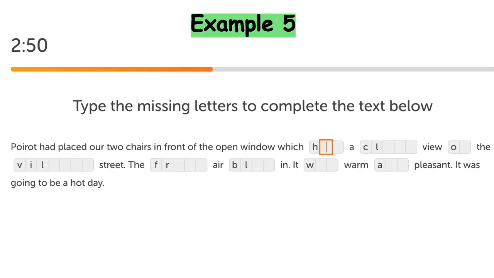Type the missing letters to complete the text below. Example 5. The first sentence is "Poirot had placed 2 chairs in front of the open window which dash a dash view dash the dash street." The last sentence, "it was going to be a hot day." From both of these sentences we can see that the paragraph is in the past tense. There are words to be filled out before nouns, so most probably they are the adjectives. So let's see how we can fill out the blanks in this paragraph.